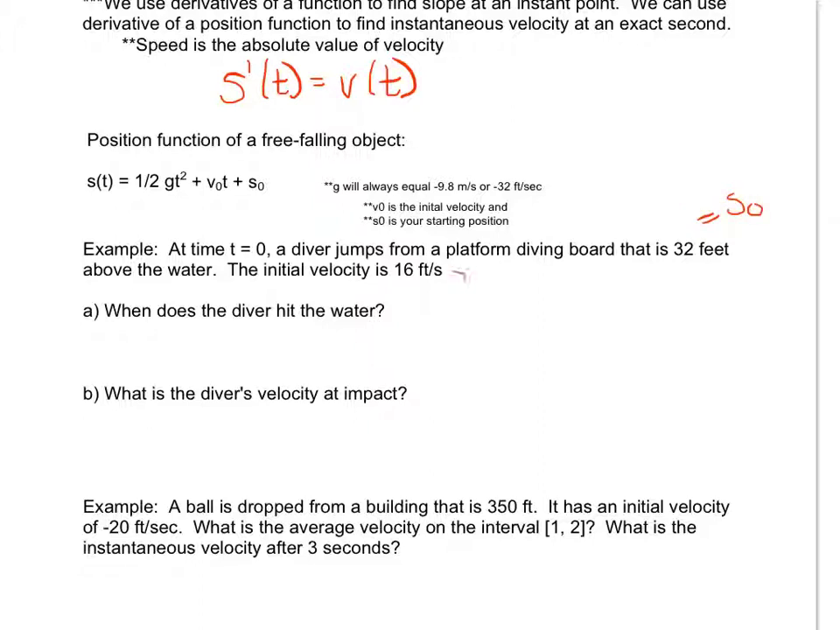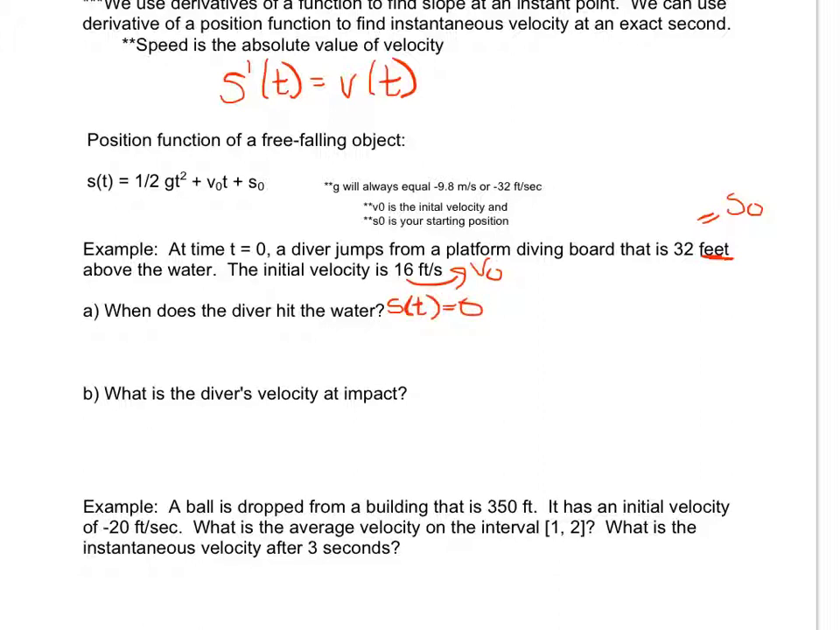The initial velocity, that looks like my V of 0, is 16 feet per second. Since I'm in feet, I'm going to choose a G value of negative 32. I want to know when the diver hits the water. Well, when the diver hits the water, it's like the diver hitting the ground. So I'm going to go ahead and say that means my S of t is 0.